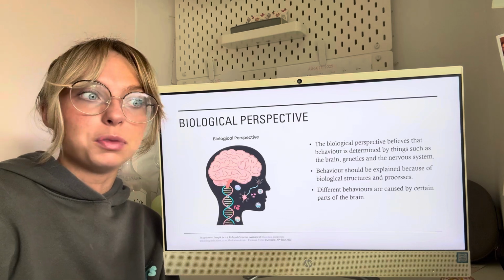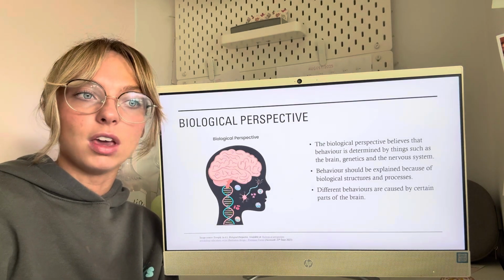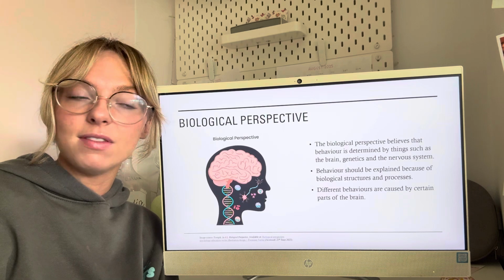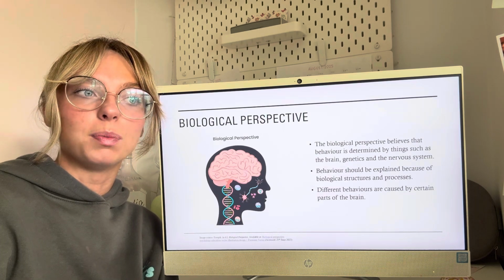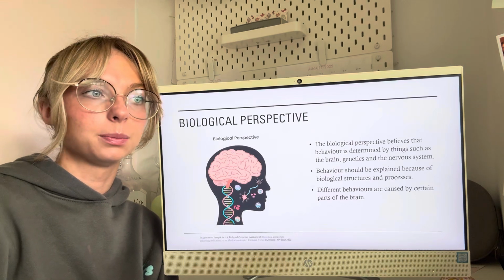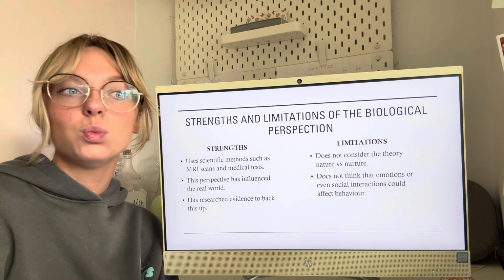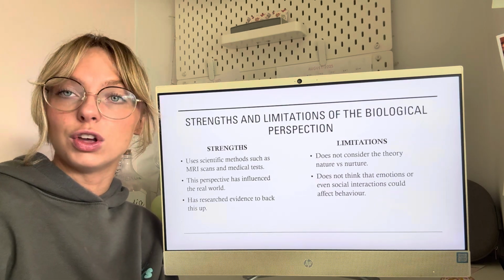The biological perspective focuses on how our biological makeup affects our behaviour. This perspective believes that behaviour should be explained because of biological structures and processes, as humans are seen as biological beings. The biological perspective has its strengths and weaknesses. Let's look at the strengths first.